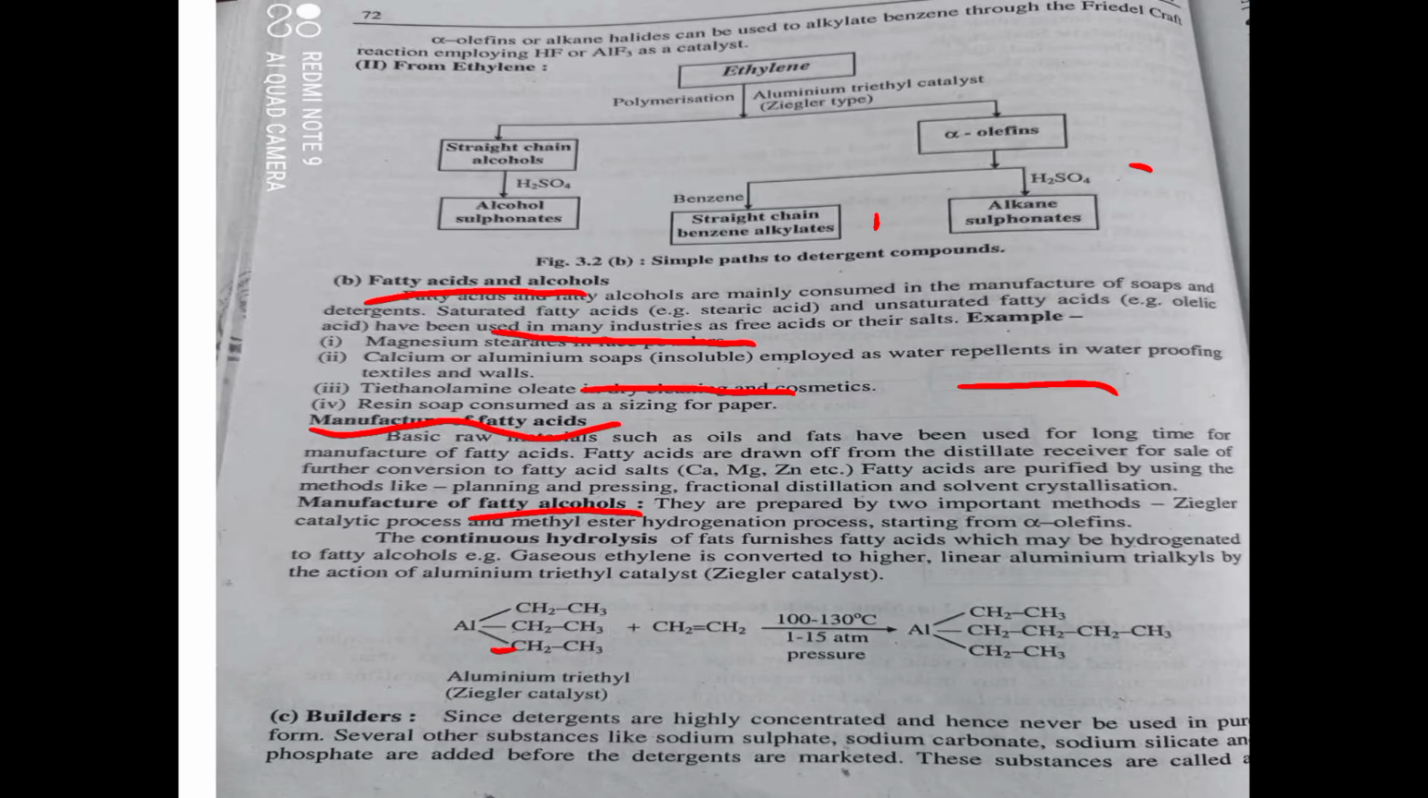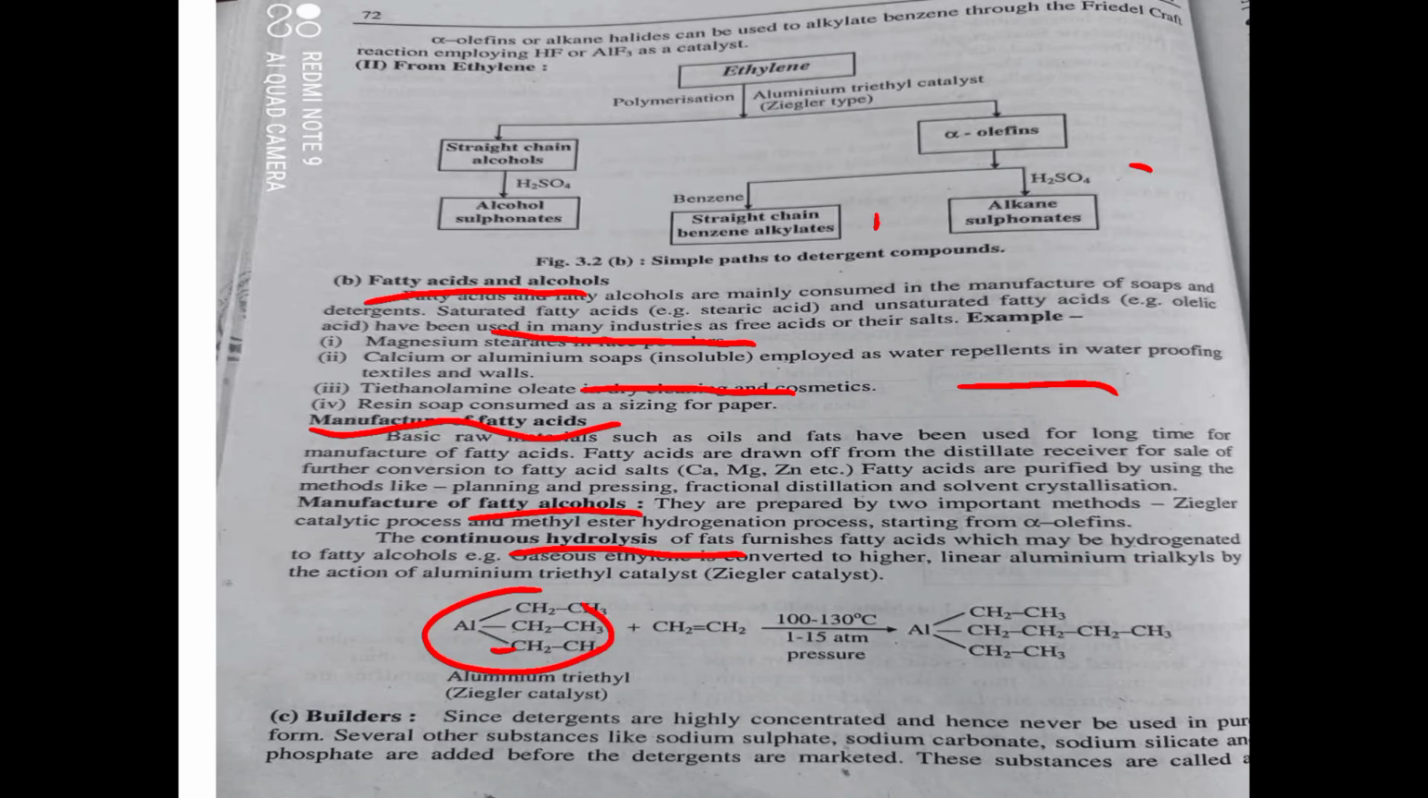Manufacturing of fatty alcohols, okay, they are prepared by two important methods, that is the Ziegler catalytic process and the methyl ester hydrogenation process, starting from alpha olefins. Okay, this is the important manufacture of fatty alcohols by using the Ziegler catalyst or methyl ester hydrogenation process. The continuous hydrolysis of fats gives fatty acid, which may be hydrogenated to fatty alcohol. For example, gaseous ethylene is converted to the higher linear aluminum trialkyl by the action of aluminum triethyl catalyst, that is a Ziegler catalyst. Okay, so this is the aluminum triethyl.